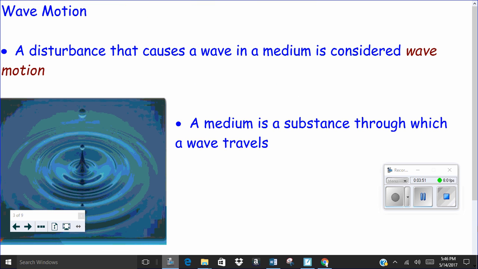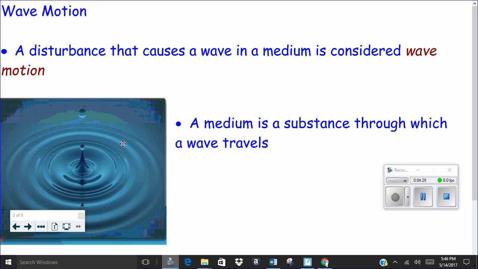So wave motion, a disturbance that causes a wave in a medium, is considered wave motion. And so here is a system that wave motion has appeared. Get a drop of water hitting a lake full of water, and that has created a disturbance, and that disturbance has created waves. Wave motion occurs when a disturbance travels through a medium. The medium in this particular point is going to be the water. The medium can also be air. It can also be an object.